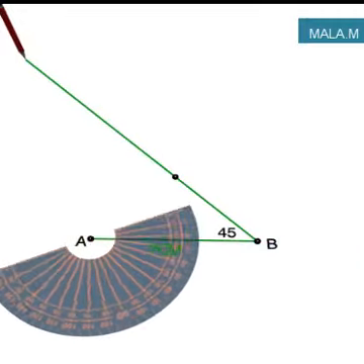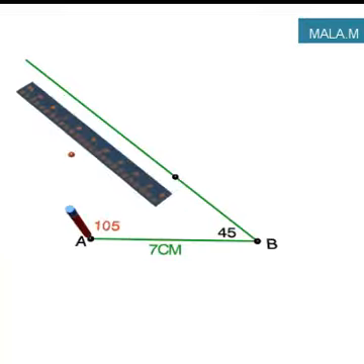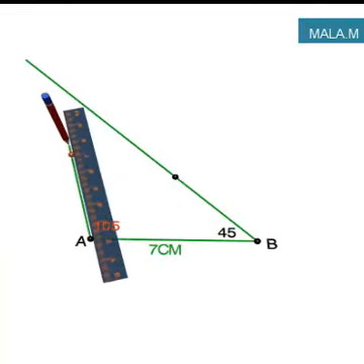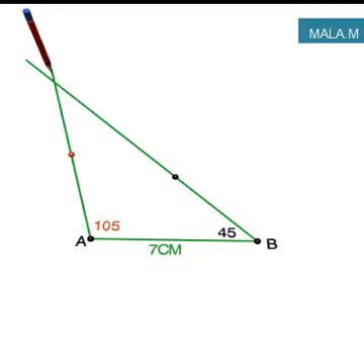Now keep your compass center at point A and measure 105 degrees from the right of the compass, means point B. Now draw a line segment from A through the angle mark. Point out the intersection point of these two lines and give a name to that one as C.